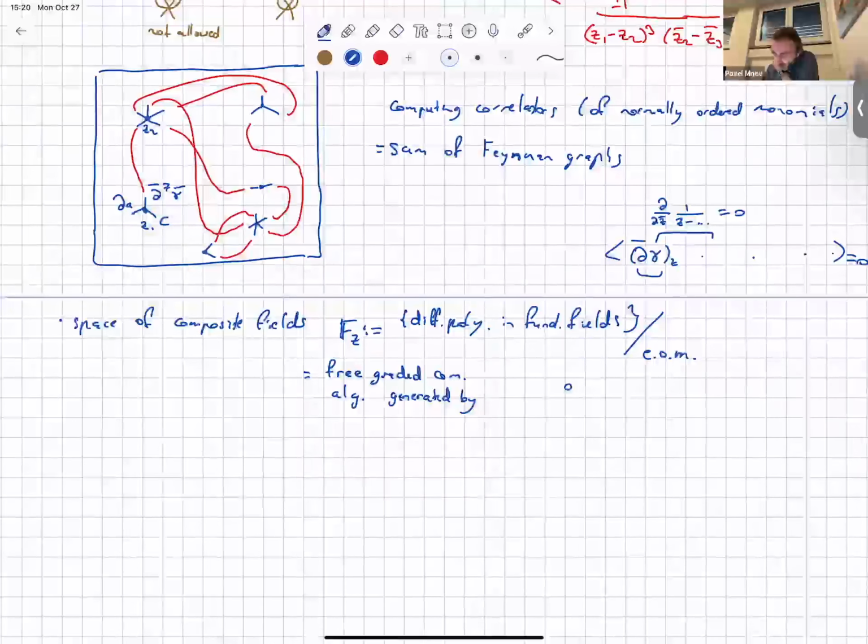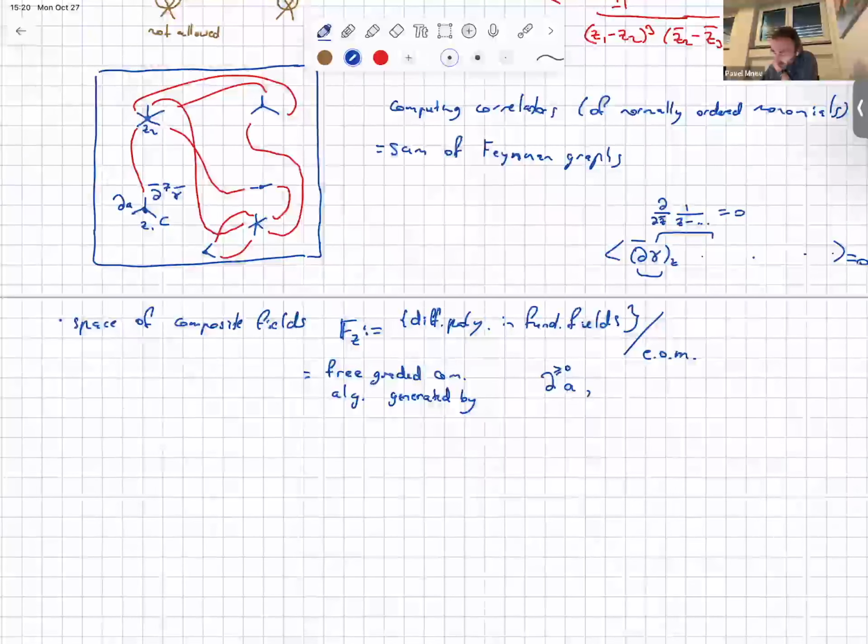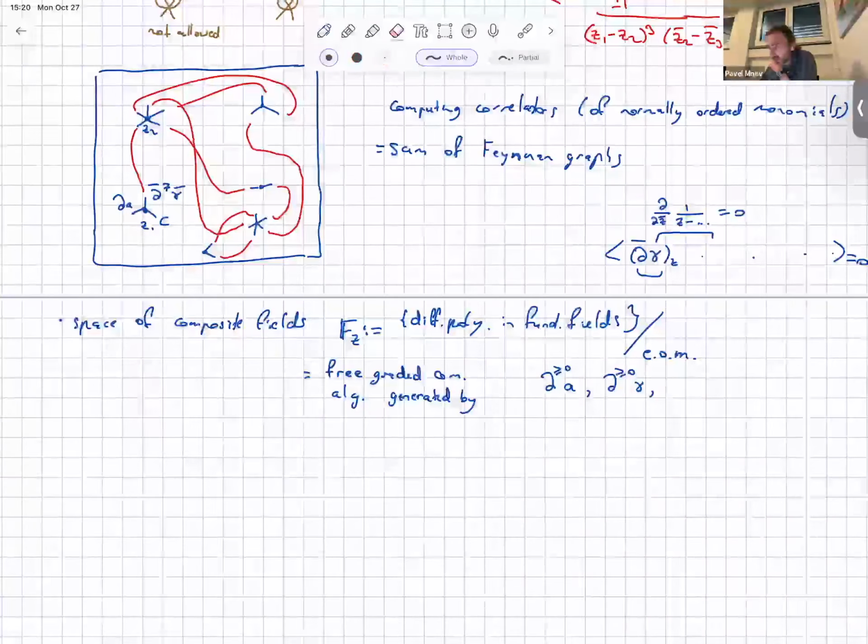So you have A and its holomorphic derivatives. So you can take 0, 1, 2, 3, and so on holomorphic derivatives of A. You can take gamma and take also 0, 1, 2, 3, and so on holomorphic derivatives. So I don't have mixed derivatives of A or gamma because they would automatically vanish modulo equations of motion.